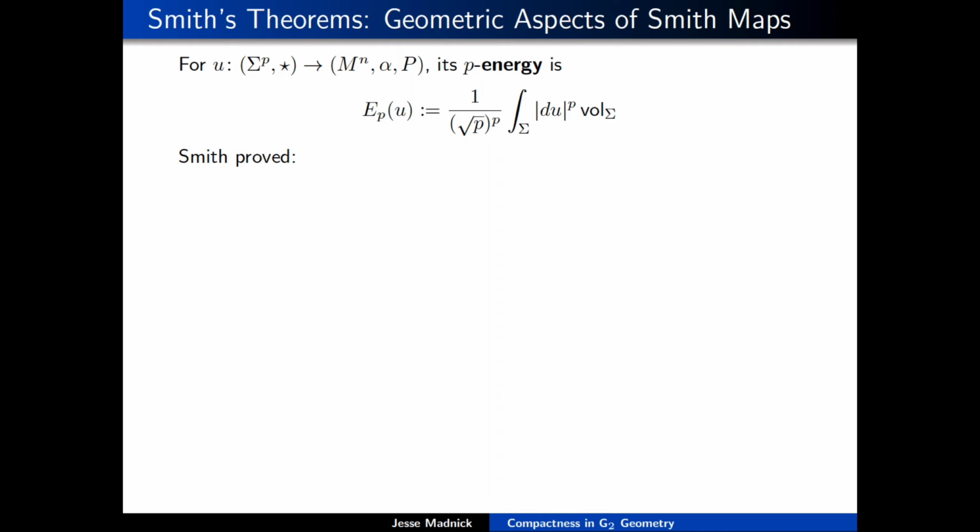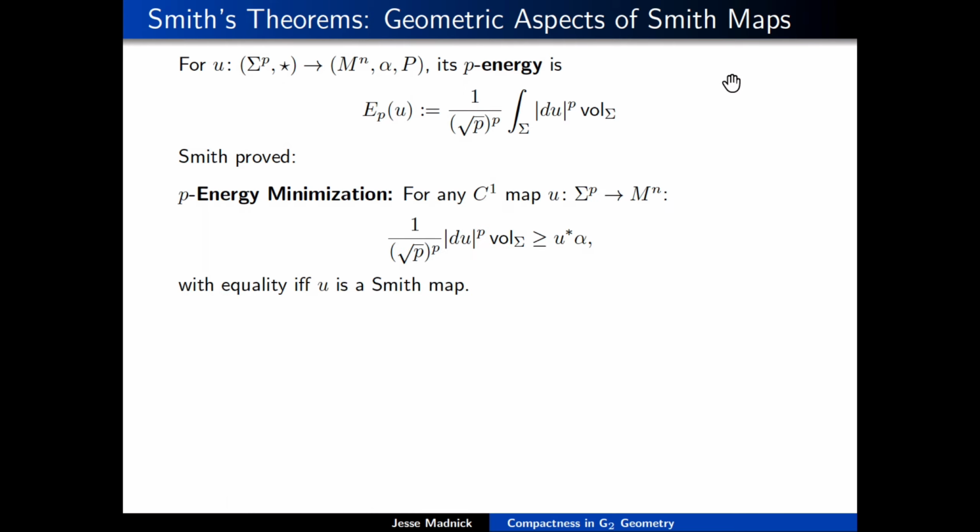Recall that the p-energy of a map is the integral of norm du to the pth power times this factor. And Smith proved this very general pointwise inequality. If you have any C1 map from a p-manifold to an n-manifold, and sigma and n and m rather have the structure that we've described, then the integrand, the p-energy density, as it were, is at least u star alpha. And interestingly, equality holds precisely when U is a Smith map. Okay, we saw this in the J-holomorphic map case.